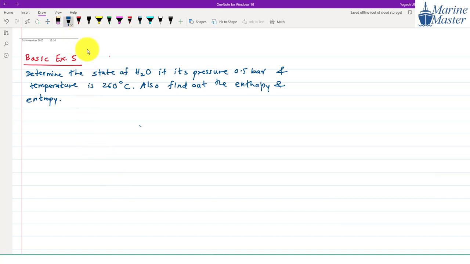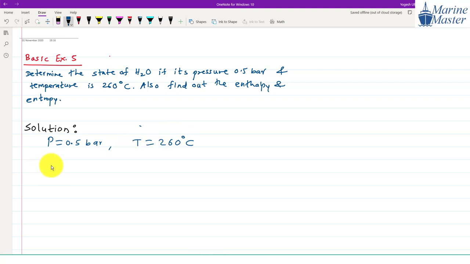Now try to see the scenario here, what we have to do and how we are going to approach. See the scenario, guys, a very simple discussion, not that difficult. Our target is to find out the state of H2O. Pressure is first of all 0.5 bar and temperature is 260 degrees Celsius, and our target is to find out the state. We did a similar thing in the last numerical.